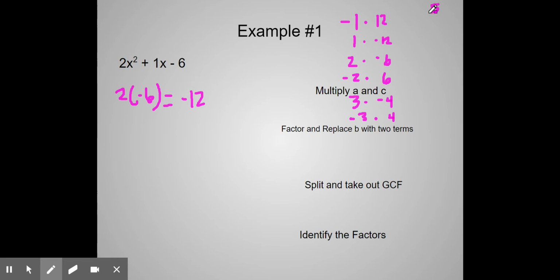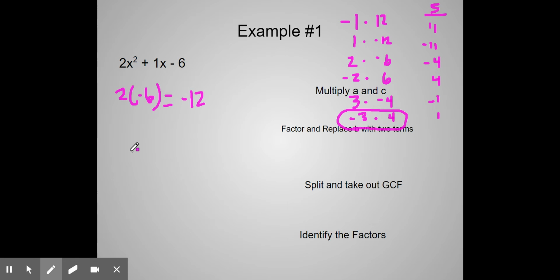And then I put an S up here, so we know that we're going to get the sum of these as well. I know it says multiplication, but that was to get for this. Negative 1 plus 12 is 11. 1 plus negative 12 is negative 11. 2 plus negative 6 is negative 4. Negative 2 plus 6 is positive 4. Negative 3 plus 4 is positive 1. We need it to equal 1, so these are our factors here.